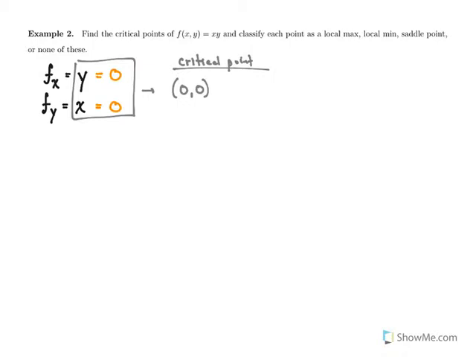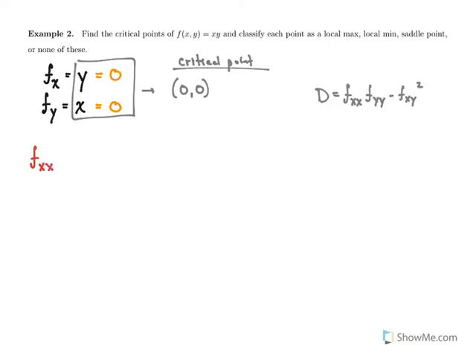All right, so that's half the battle: find the critical points. The next battle is to classify this point as a local max, local min, or saddle point. So we're going to look at the value D, which is f_xx f_yy minus f_xy squared. So we need to find all three of those second-order partials.